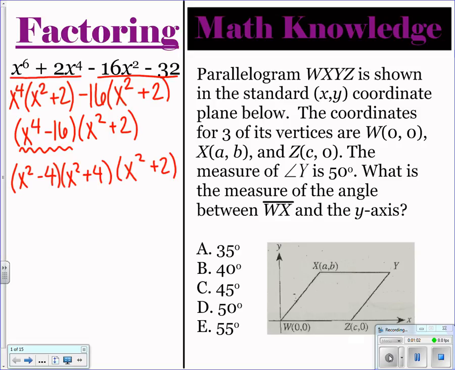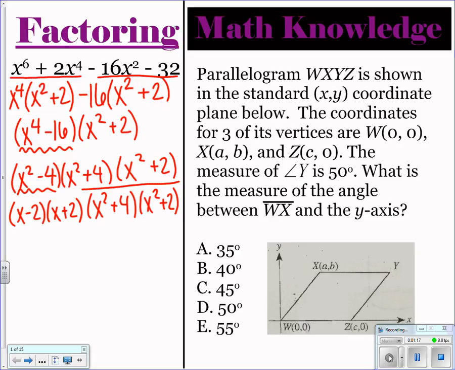But if you look, this x squared minus 4 will factor yet again. It's again a difference of squares. So we would have x minus 2 times x plus 2, and then we have the x squared plus 4 and the x squared plus 2. And so all of this right here would be your answer.